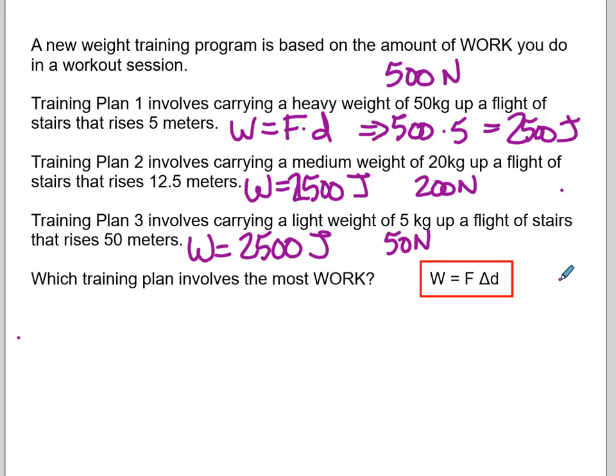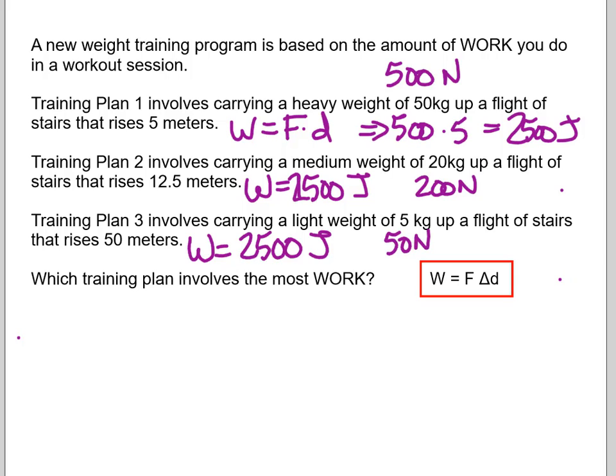So which training plan involves the most work? Well, the reality is they all have the same amount of work. They're just done in different ways. And this is going to be one of the benefits of talking about this unit, is we can see that you can apply a large force over a short distance or a small force over a long distance or displacement and come up with the same amount of work.